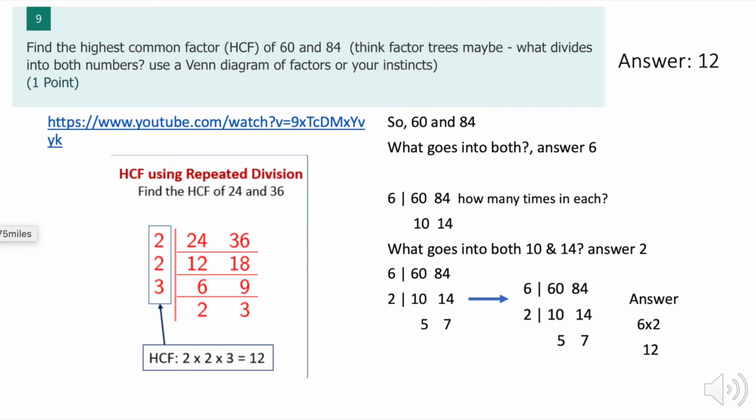HCF, just the same idea, exactly the same method. So 2 times 2 times 3, or in our example, 6 times 2 is 12, sorry. So again, look through on that.